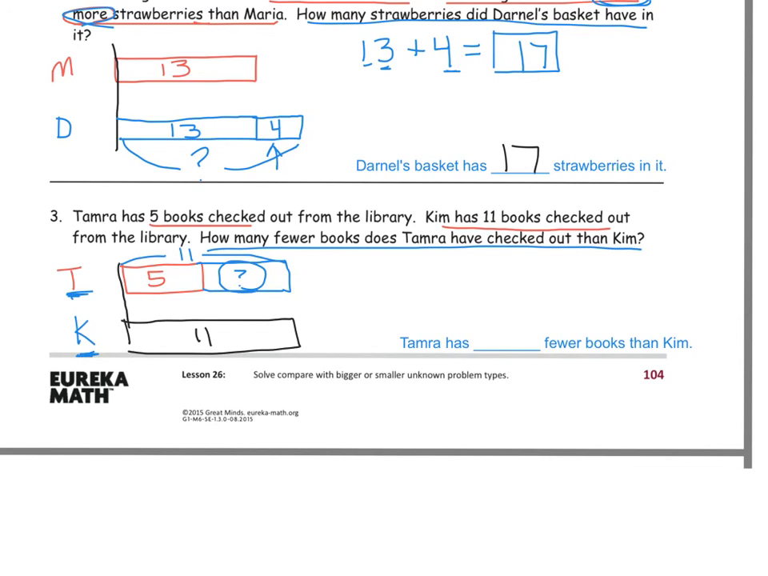So now, I know that I have the whole amount, and I'm missing one of the parts. So I have my whole, I take away the part that I know of 5, and that's going to get me my missing part. And I can use any strategy that I need to subtract that, 11 minus 5, and I'm going to end up with 6. So I can now fill that in. Tamara has 6 fewer books than Kim.